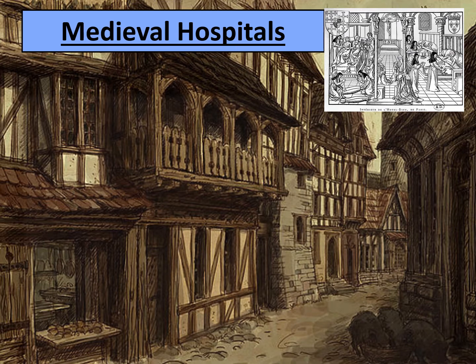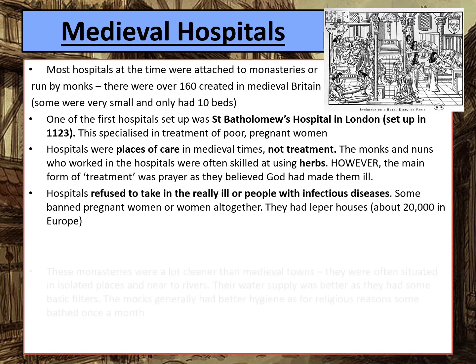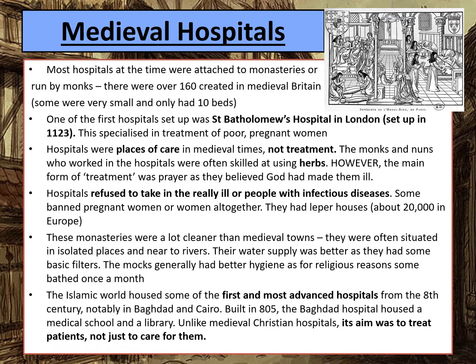The last area we're going to think about for the medieval period is about what the hospitals were like. Now, we've already mentioned that conditions in the towns were pretty horrendous, but in terms of the hospitals, they were cleaner than what the average town would have been like. And that was because most hospitals at the time were attached to monasteries or run by monks, and often they were in more rural locations.